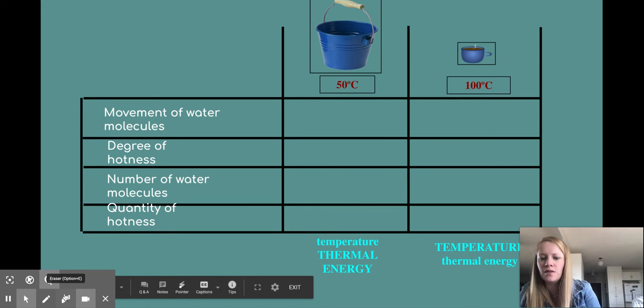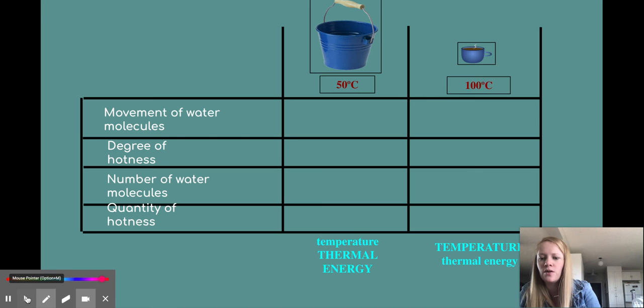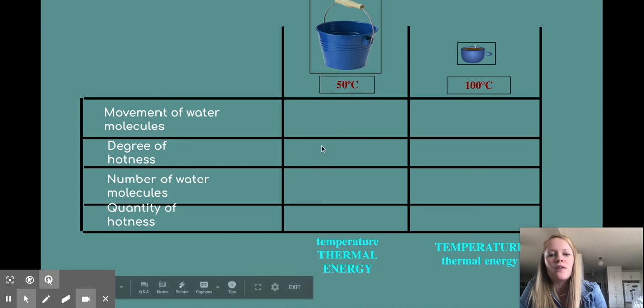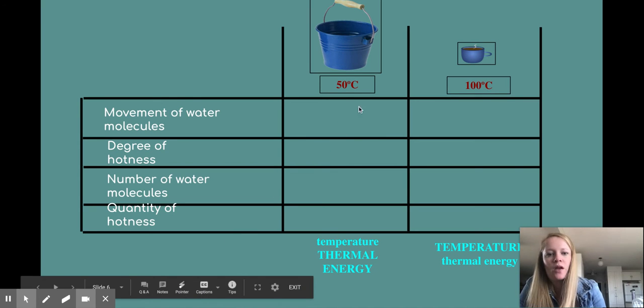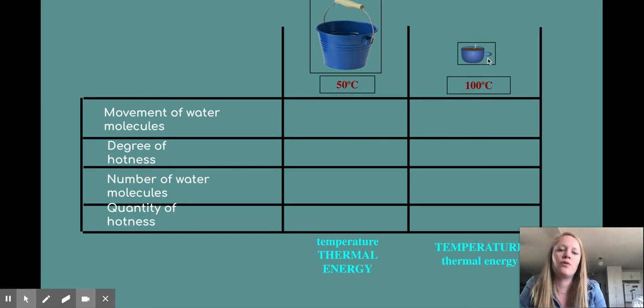So to make this a little bit more practical, we are going to look at an example that should be familiar from also grade 7, but I know it's been a long time. So if you have a bucket of water, that bucket of water has particles in it. And then you have a teacup. A teacup is going to have tea in it. It's going to have hot water in it. So if we know the temperature of the teacup is 100 and the temperature of the bucket is 50 degrees Celsius, what would the movement of the water molecules be?